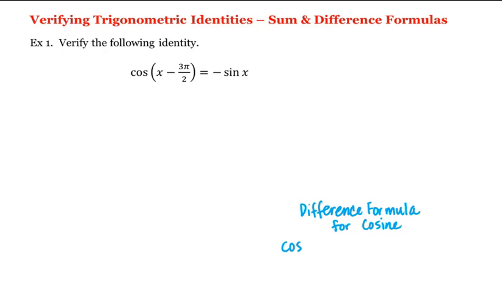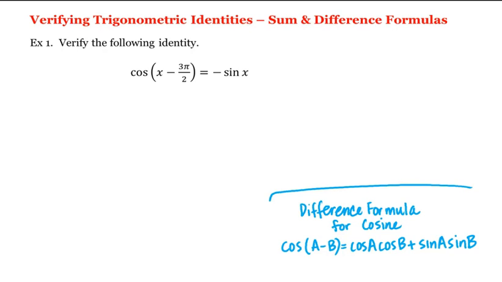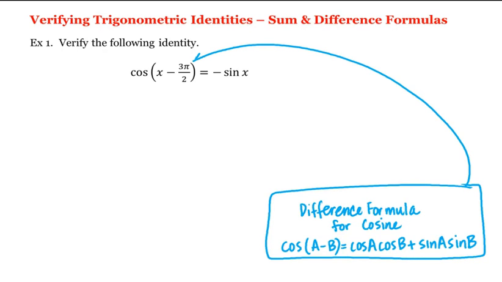The difference formula for cosine is that the cosine of A minus B is equal to cosine of A times cosine of B plus sine A times sine B. And we'll use that here.